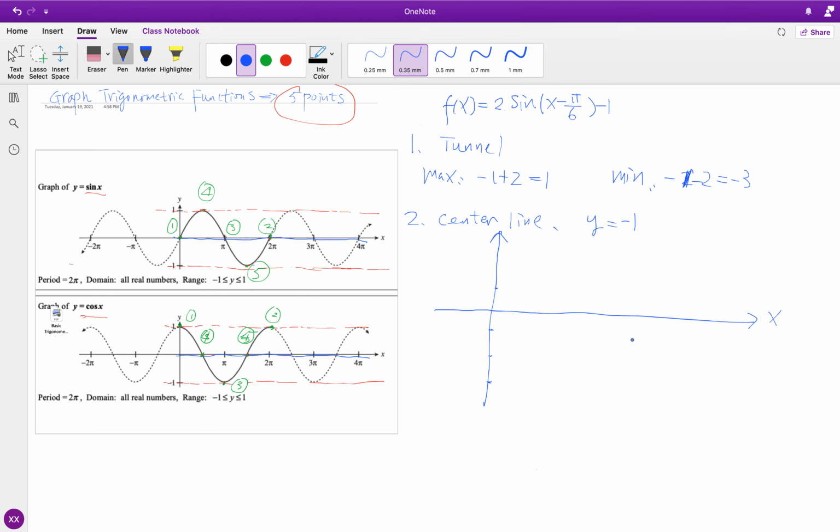So in this case, okay, let me construct my tunnel here. So this is my tunnel, and this is the floor of my tunnel. Great. Okay. And then next is my center line. Okay, should I use a different color? It doesn't matter, probably the same color. Okay, center line, as a matter of fact, same as our vertical displacement. So that's -1, so that's our center line.